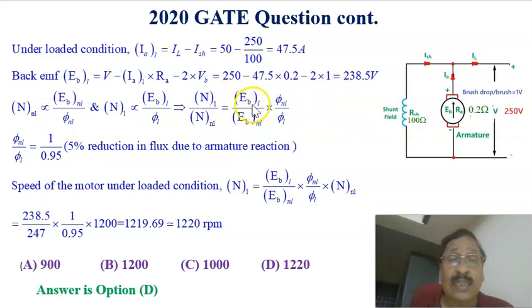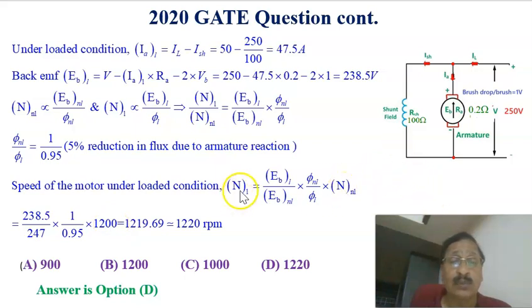Then here, this we already calculated: 238.5 at load and 247 at no load, into this ratio. This is the ratio because of the armature reaction. There is a reduction, that is phi at no load divided by phi at load, 1 by 0.95, a 5% reduction due to the armature reaction. Therefore, in that case 1 by 0.95, and here we can calculate the speed at loaded condition, multiplied into the speed at no load condition.